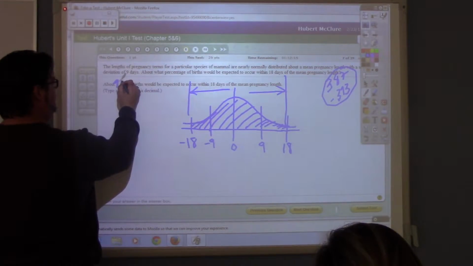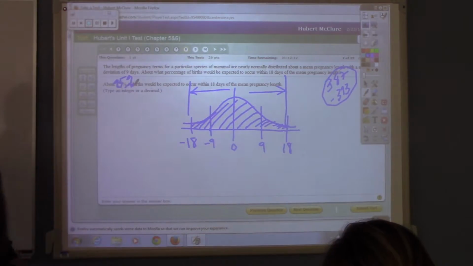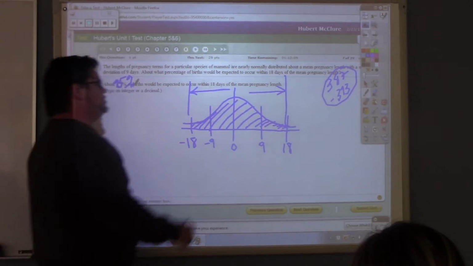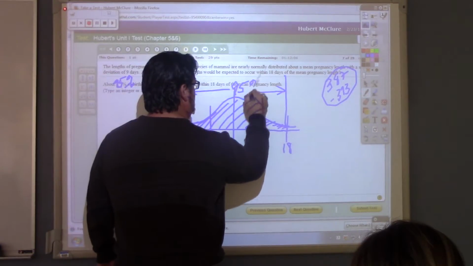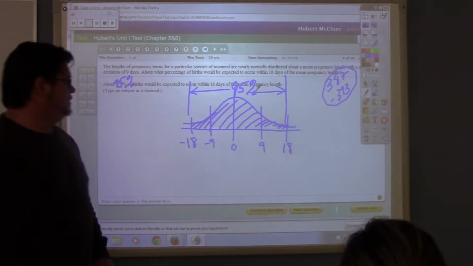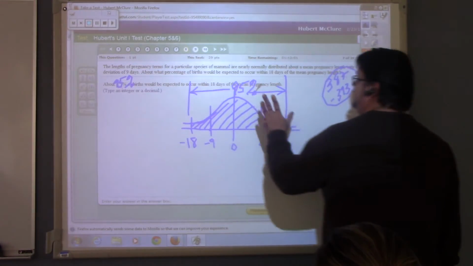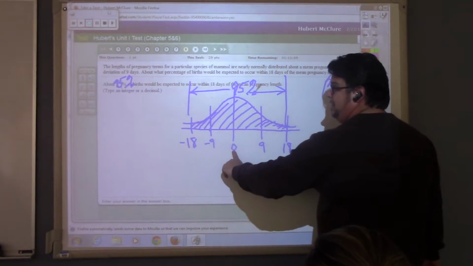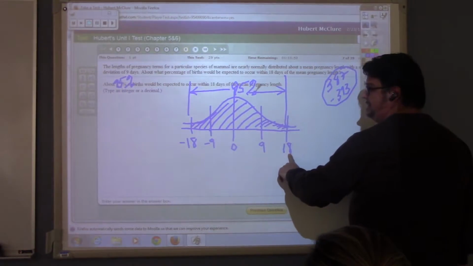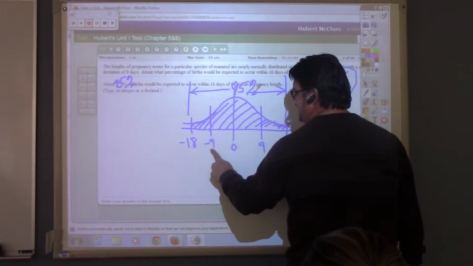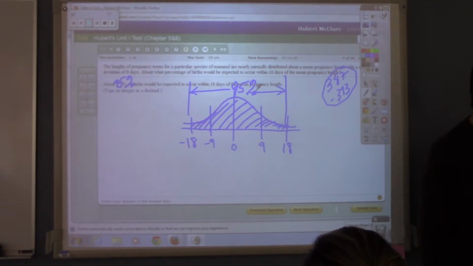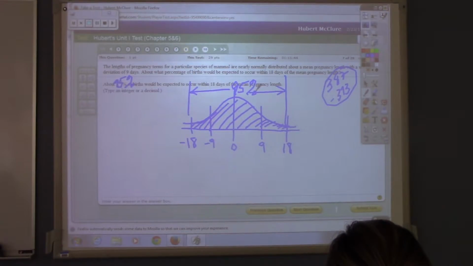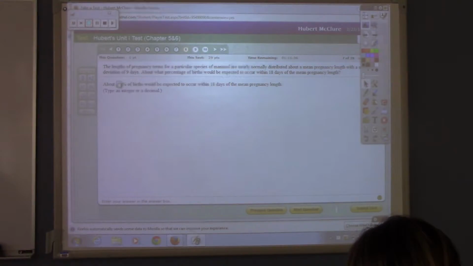90, what did I say, 95? 95% is what I would put. Because the empirical rule says that 95% falls between what? 2 standard deviations. Even though they didn't give you the mean, they gave you the standard deviation, so you just assume this is the due date right here, and this is 9 days after, this is 18 days after, this is 18 days before, this is 9 days before. So we would put 95.